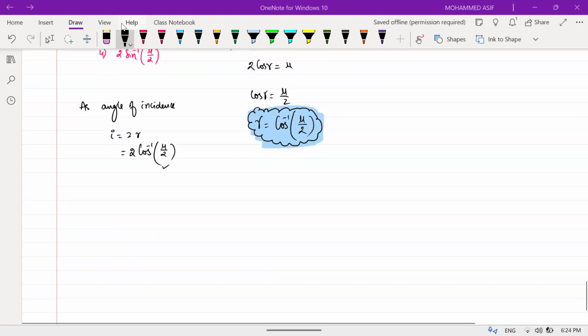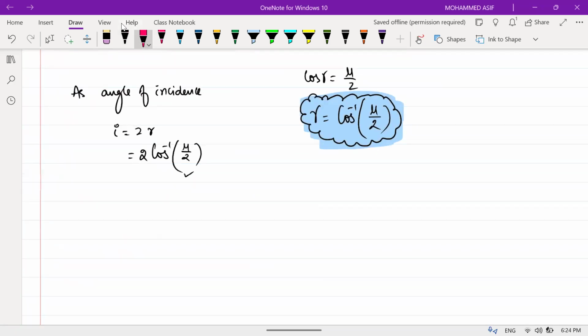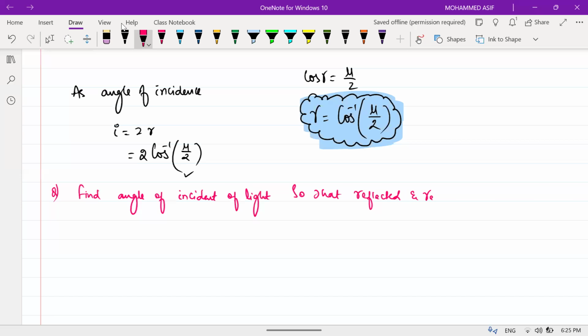See this question, madam. Find the angle of incidence of light so that the reflected and refracted rays become perpendicular to each other. Okay, that is the question.